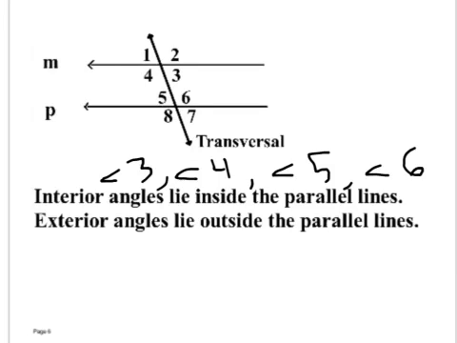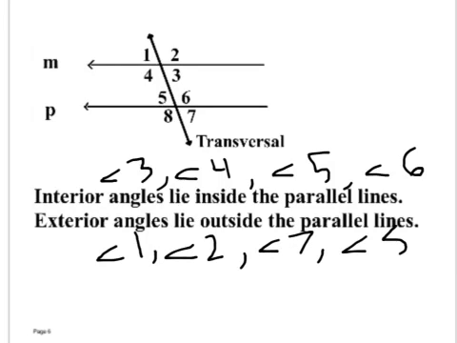Pyle, what are the exterior angles? Angle 1, angle 2, angle 7, and angle 8, because they lie outside the parallel lines. They're on the outside. 4, 3, 5, and 6 are on the inside.